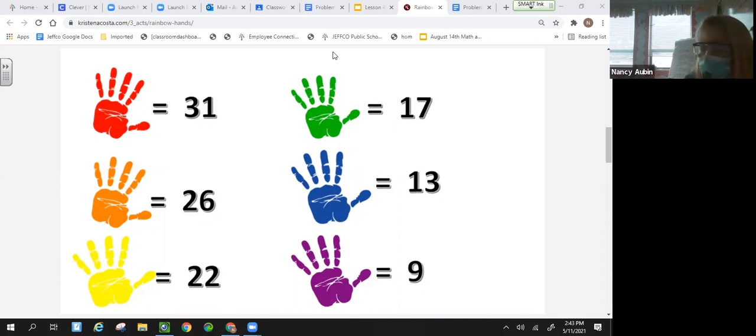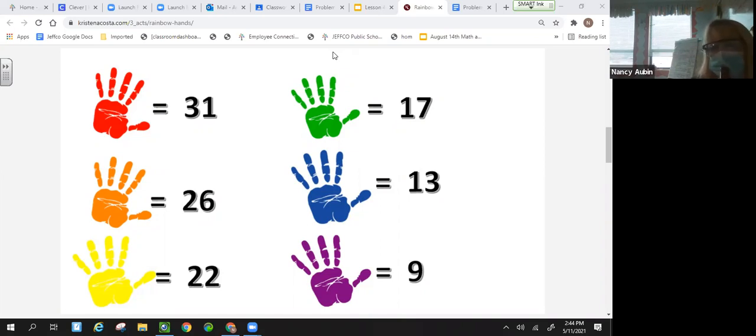Yeah, there were 31 red, not 33, just so we know. And the blue was 13, not 12. So we were close, but off a little. It's hard unless you can touch it and count them.